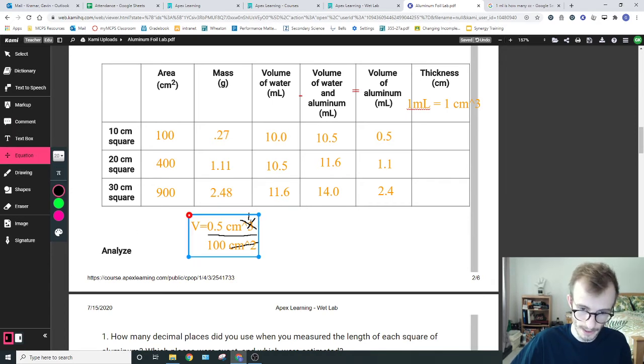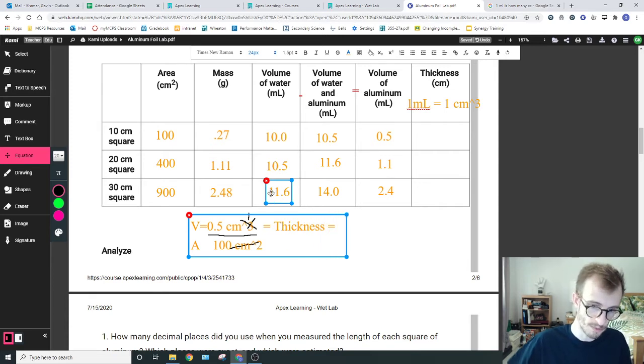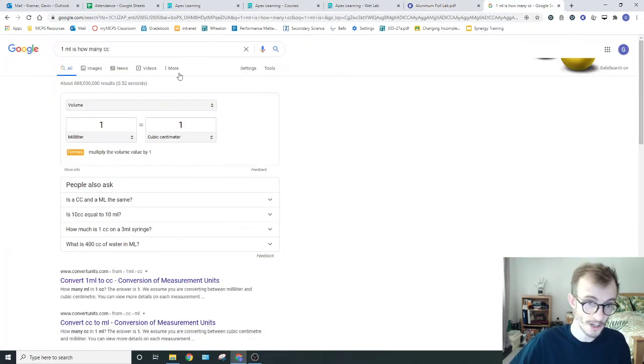I get on the other side of this equation, the volume divided by the area. This will give me the thickness. This is what I'm getting at. So the volume divided by the area should give me the thickness, which in this case will be 0.5 divided by 100. Thickness will be 0.5 divided by 100.